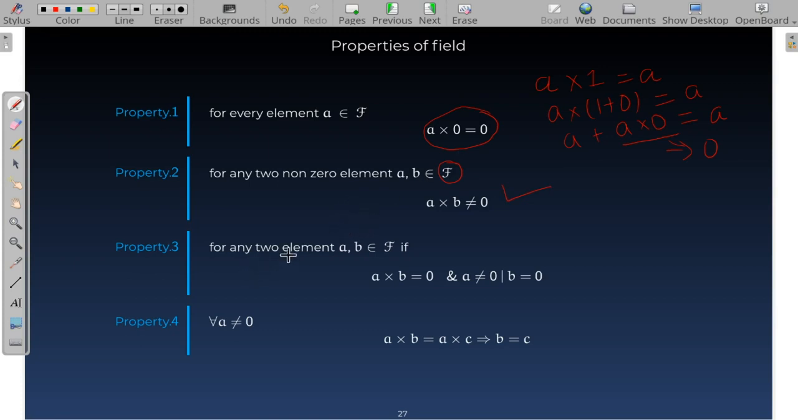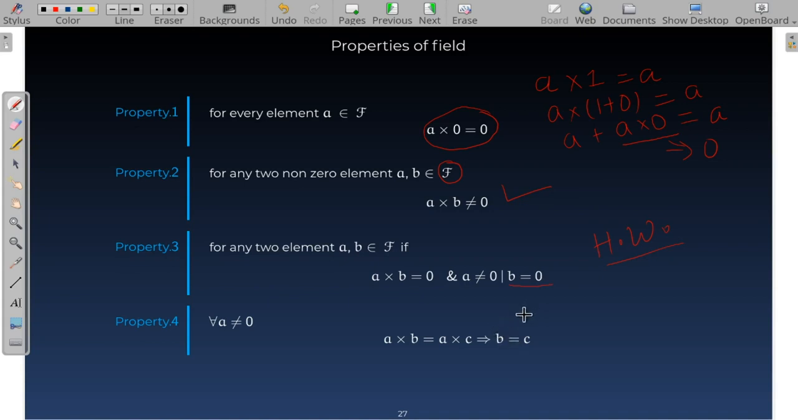Now the third thing is that if you have two elements a and b of F, and if a times b is equal to 0 and a is not equal to 0, then b must be equal to 0, right? If a times b is equal to 0 and we are certain that a is not equal to 0, then b is going to be equal to 0. And it's also very easy to prove. You can take this as your homework and show that this is indeed true.